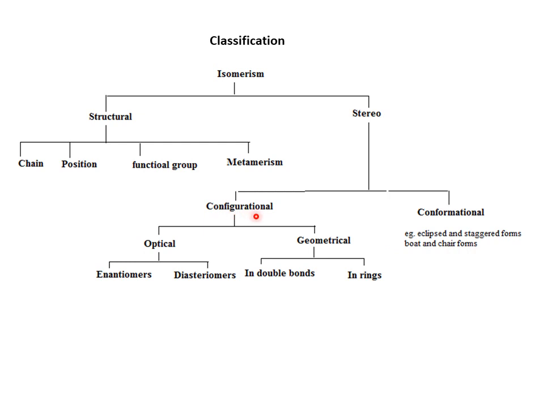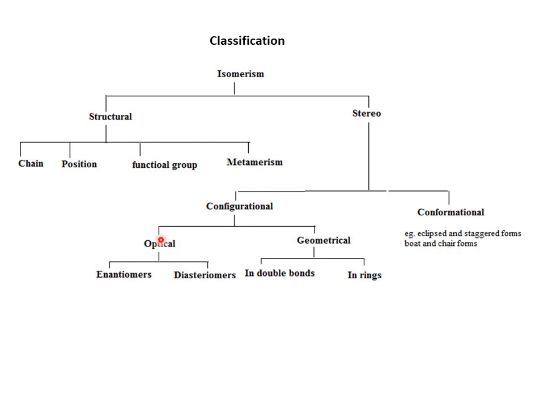Let us see configurational isomerism. Configurational isomers are somewhat stable. We can separate each isomer. Configurational isomerism can be divided into optical isomerism and geometrical isomerism. Optical isomerism is due to presence of asymmetric centers or asymmetric atoms like asymmetric carbon atom and asymmetric nitrogen atom, etc.